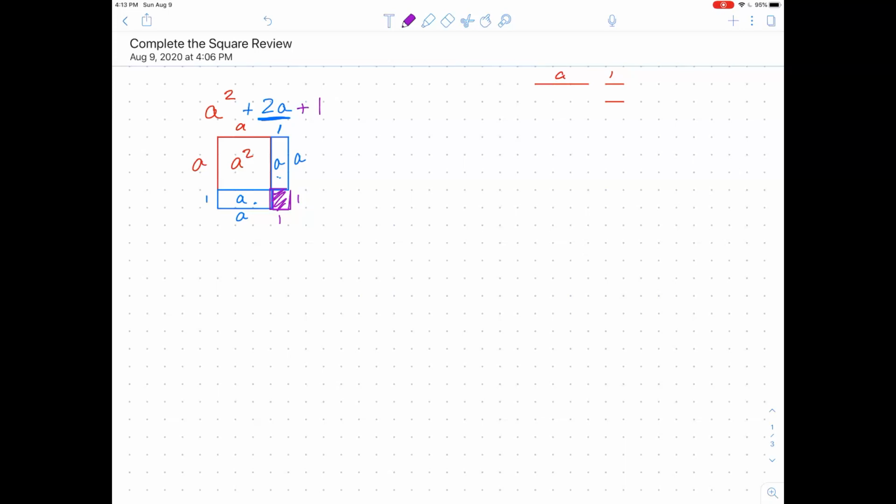So let's talk about what we did. We took this value, 2, and we cut it in half. So we had, when we split the 2a up into 1a and 1a, and then we completed the square 1 by 1. So let's do another one. Let's say we have x squared plus 6x, and we want to complete that square, right?